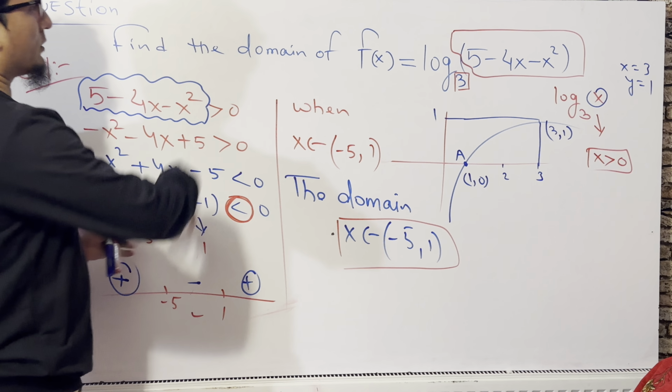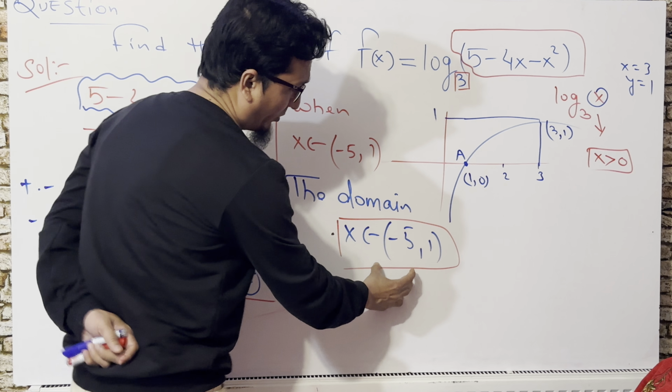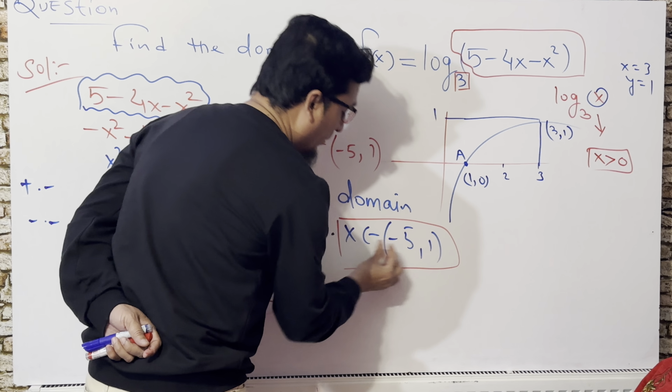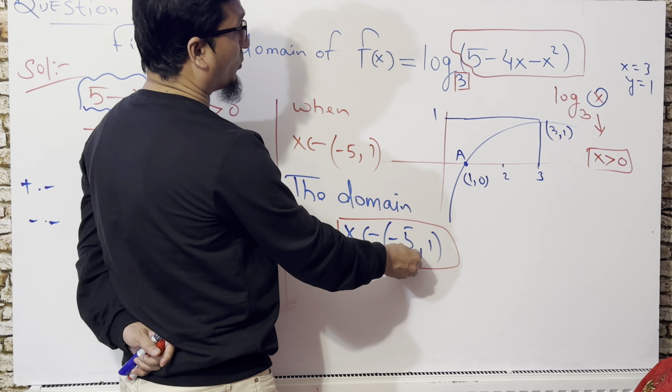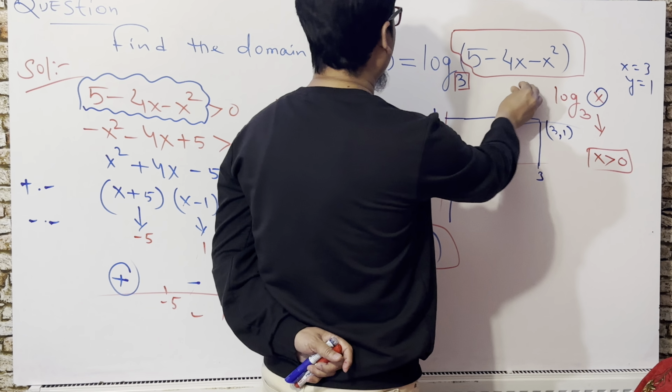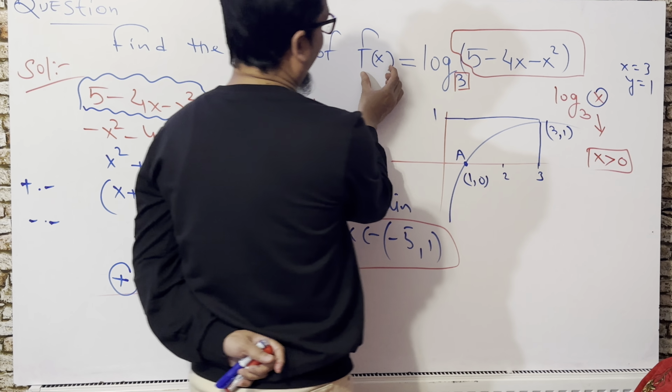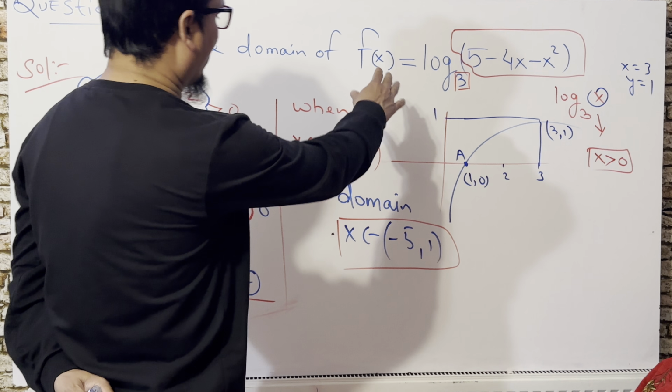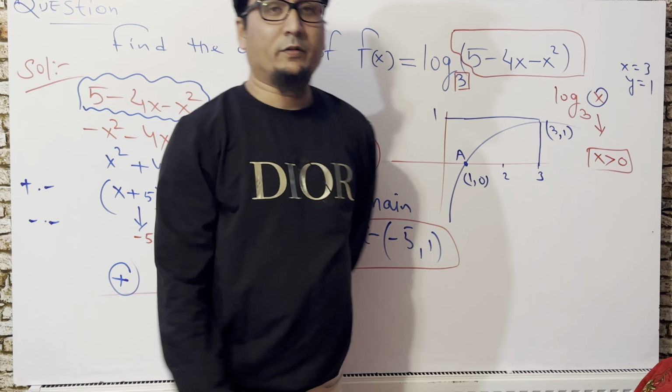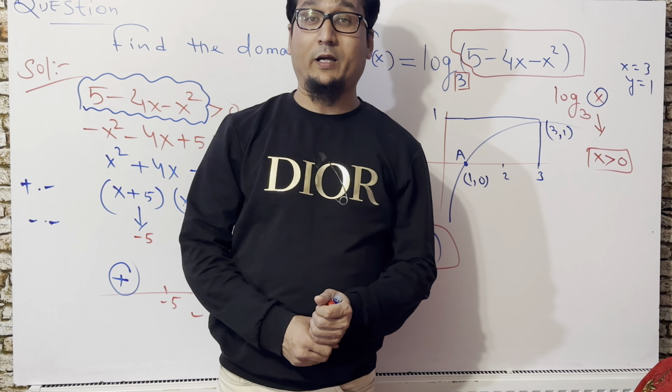Now here the question is to find the domain. If your value is between minus 5 and 1, then this will be positive, and x exists. So the domain of this function is minus 5 to 1. I hope you guys understand.